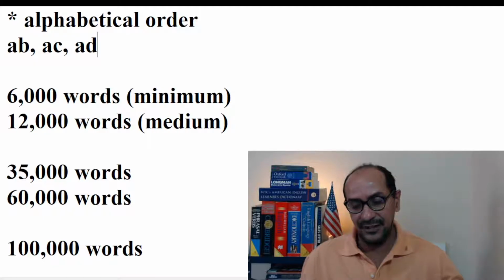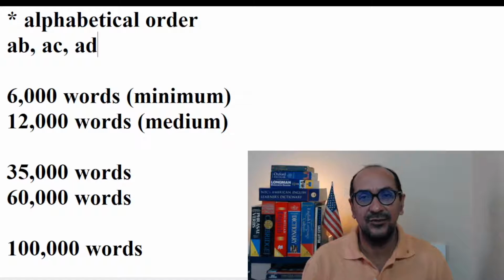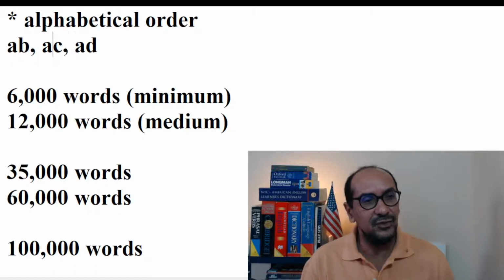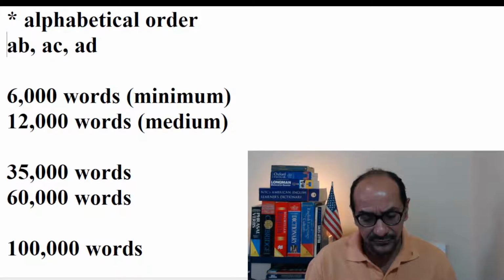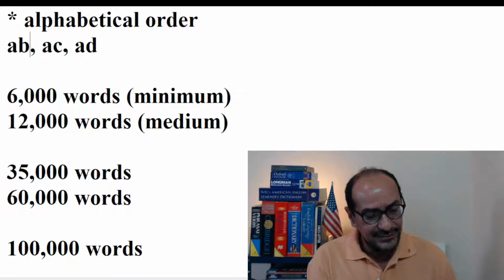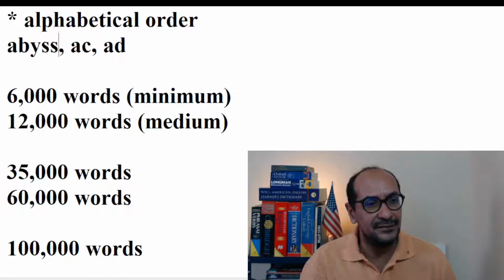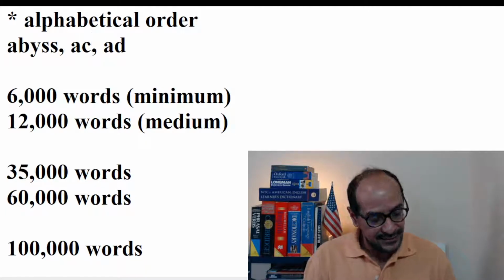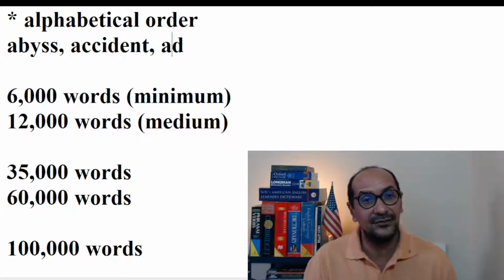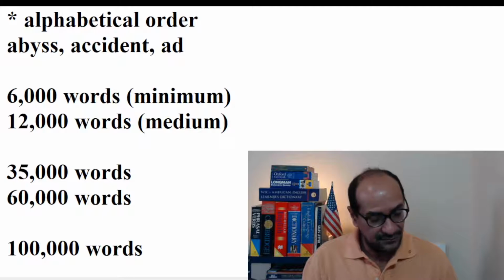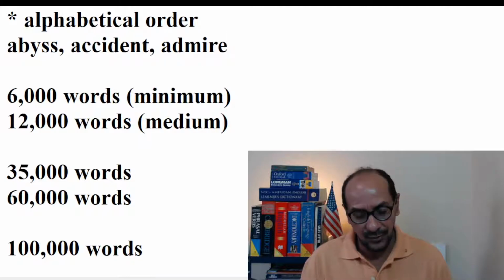Letter A, I have lots of words. Letter B, I have lots of words. And words, they also come in alphabetical order, like AA or AB, AC, AD, AE, etc. So a word like this, I would say abyss, for example. AC, I don't know, accident, probably, or acid, I remembered another. Admire, you see, and then you go.